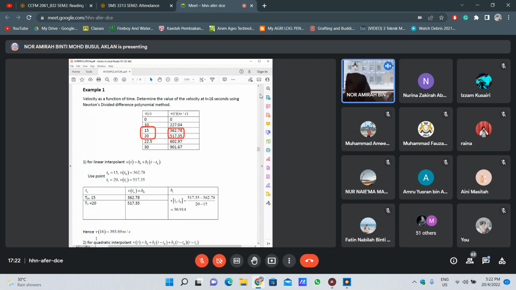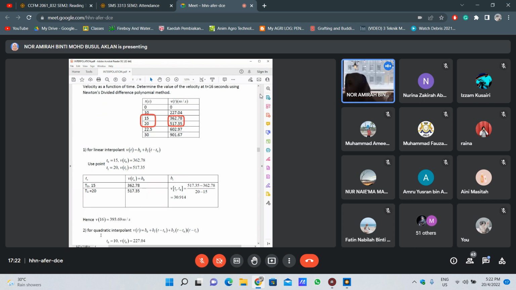Okay? Cuma, you see that you got V16 393. Tapi untuk kuadratik you dapat 392. Maknanya lebih kurang je dia punya value kan. 393 dengan 392 tak jauh pun. Tapi still we know that for quadratic and then even more for cubic, that's the value give you more accurate lah. Rather than linear interpolant. Faham?